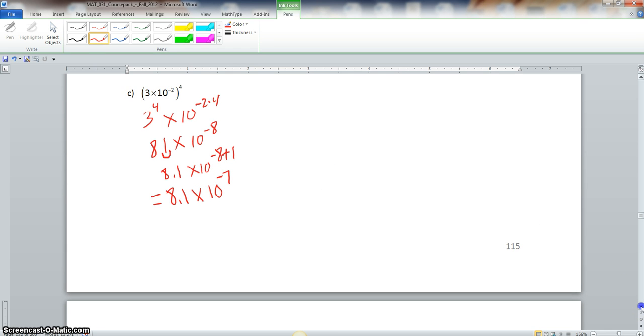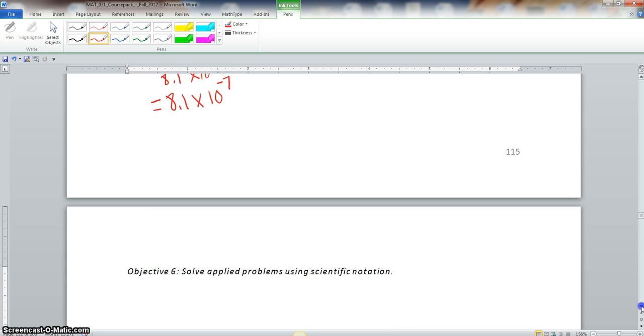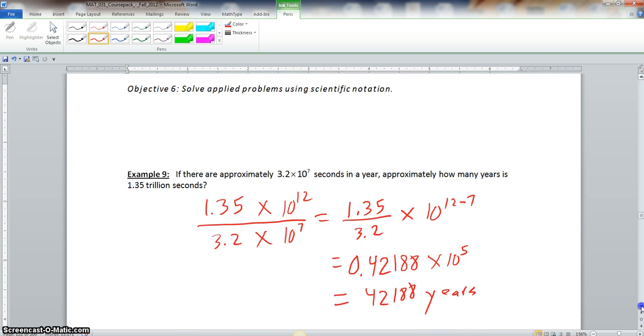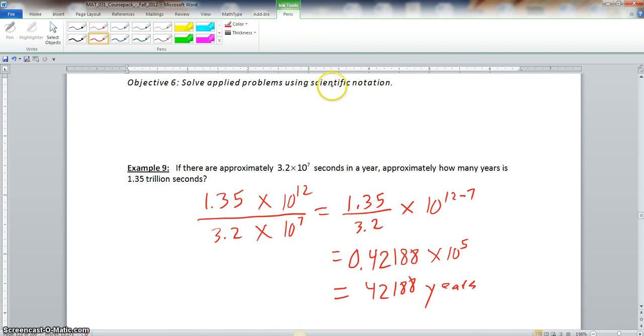Now we scroll down here to objective 6, example 9. Now it says solve applied problems using scientific notation. It says example 9. If there are approximately 3.2 times 10 to the 7 power seconds in a year, approximately how many years is 1.35 trillion seconds? Now I took the liberty of solving this problem, but first of all I need to show you where we got this 10 to the 12th power from.